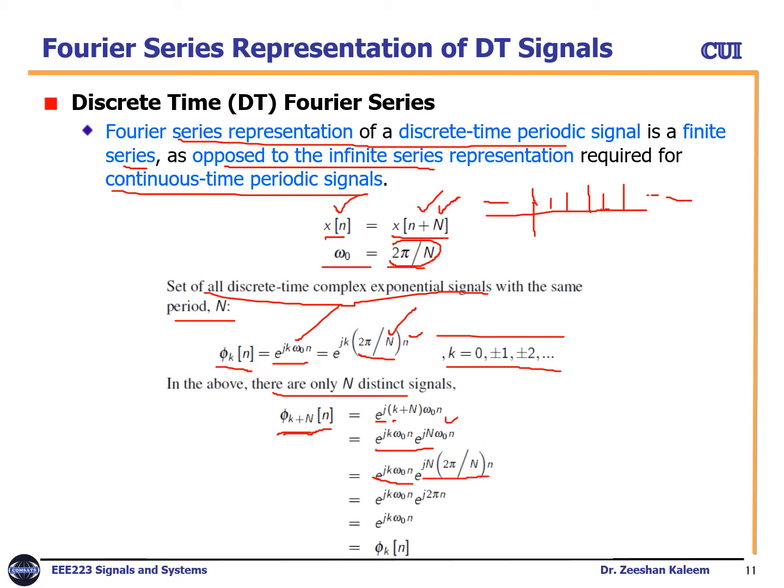N, which you can write in this way, and N will cancel out. So you can write e^(j 2 pi n), and e^(j 2 pi n) is 1 because of Euler's identity. So you will get e^(j omega naught n), which is equal to phi k[n]. So it means that the value of phi k plus N, when you repeat after some period, will always be equivalent to phi k[n]. So the component will be equivalent.